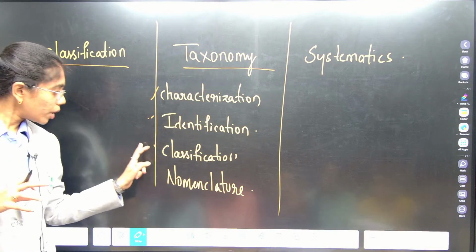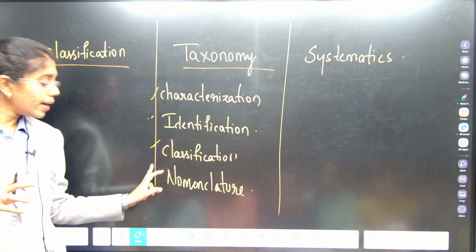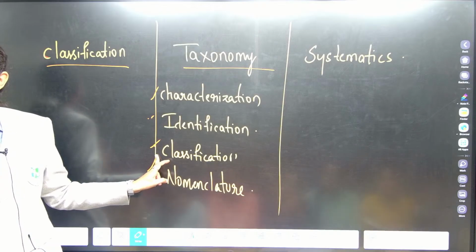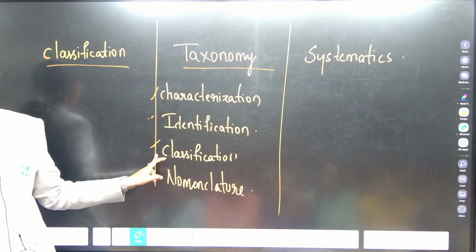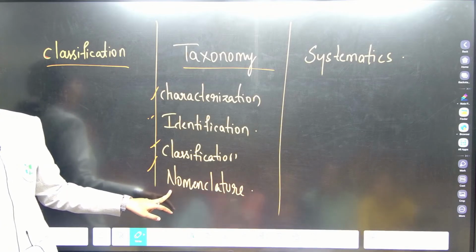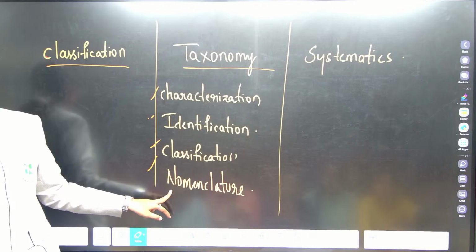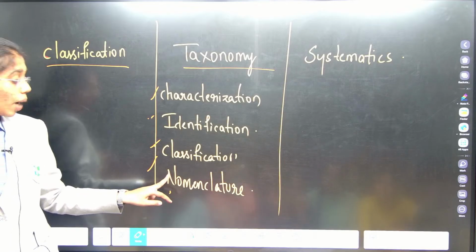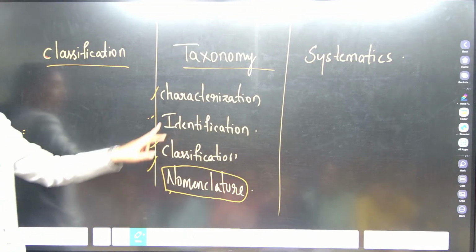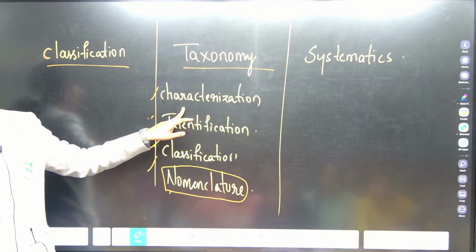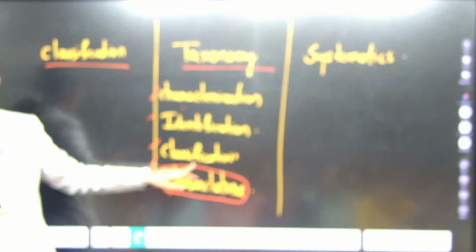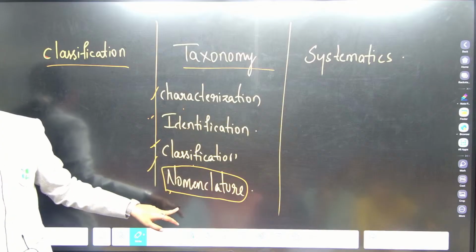After putting it into a category, you will name it, using the standard international codes that are given. For example, if it is a plant, you will follow ICBN. If it is an animal, you will follow ICZN. Nomenclature comes at last. So what are the criteria you are considering? First you will characterize it, then identify, then place it into a separate category, and then name it.